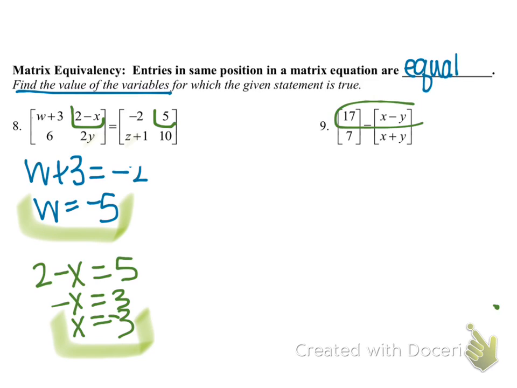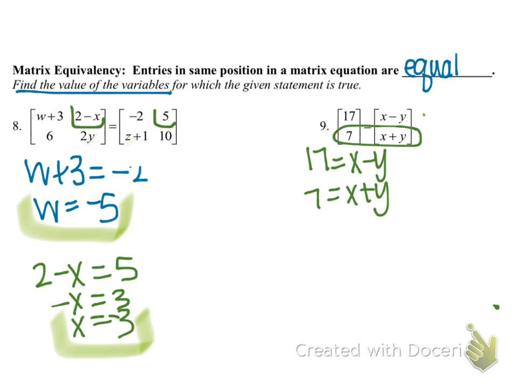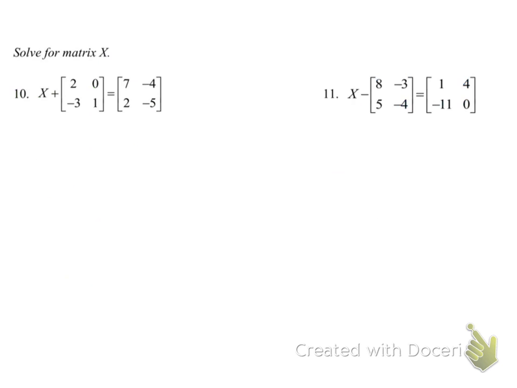So we're going to compare these top entries. 17 equals x minus y. And also, these bottom entries. 7 equals x plus y. Oh, what does this look like? My favorite thing, Miss Savis. These are systems. This is great. I know how to solve systems. That's what I was working on all last week. Go ahead and solve that system for x and y, and call me over when you're done. Pause the video, call me over when you're done, and then you can move on.